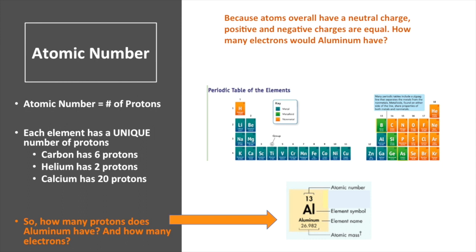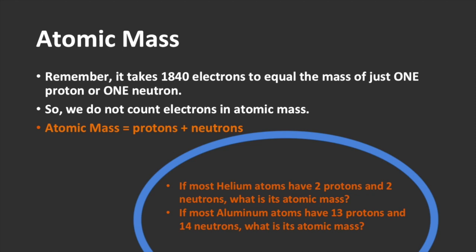Yes, it will have 13 electrons to equal out the charge of the 13 positive protons in the nucleus. So the number of protons equals the number of electrons. So when we talk about atomic mass, remember it takes 1,840 electrons to equal the mass of just one proton or one neutron. So we don't even count electrons in atomic mass.